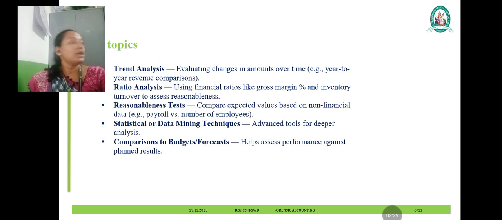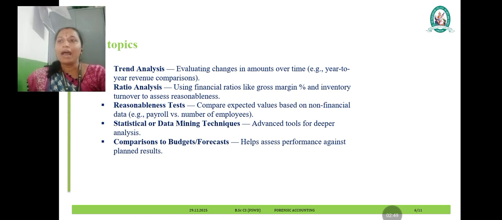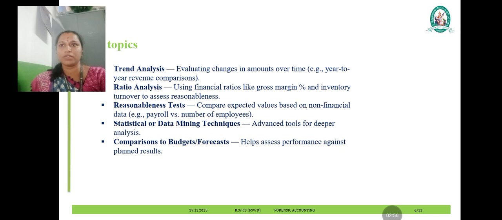Some subtopics follow. Trend analysis evaluates changes over time. With a 5% increase every year, a sudden 40% increase, sudden growth, unexpected decline or irregular patterns stand out. Ratio analysis uses financial ratios to assess levels, such as the gross profit ratio, current ratio, and inventory turnover ratio. Reasonableness test: if the company has 50 employees with an average salary of 20,000, the expected payroll is 10 lakh. If the payroll records show 18 lakh, something went wrong, right? This method is powerful in forensic accounting.